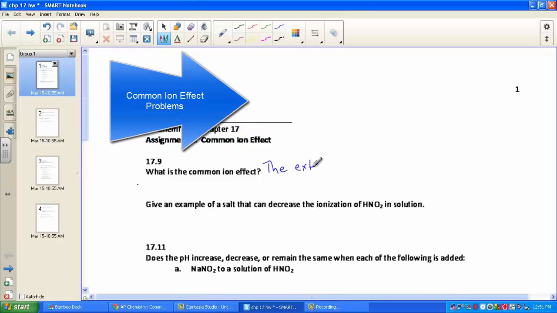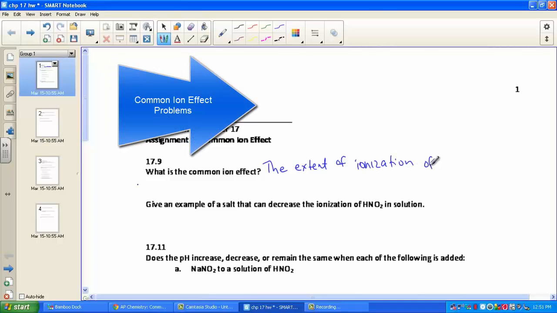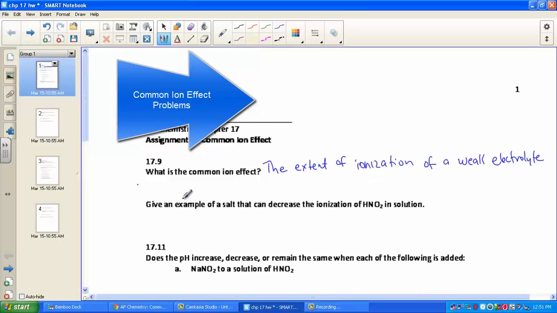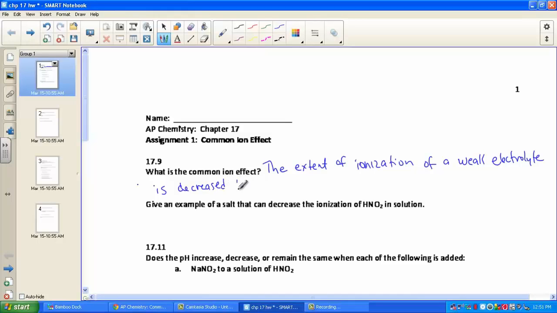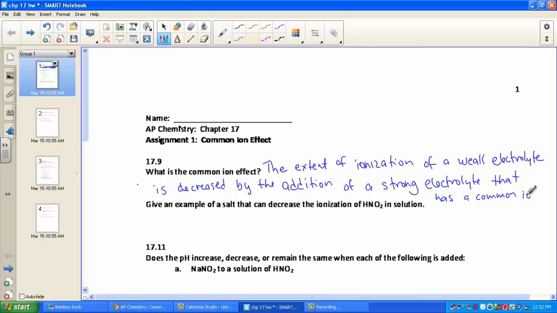The extent of ionization of some weak electrolyte could be a weak acid or could be a weak base, but that extent of ionization is decreased by the addition of a strong electrolyte that has an ion in common. Really it is nothing more than an application of Le Chatelier.